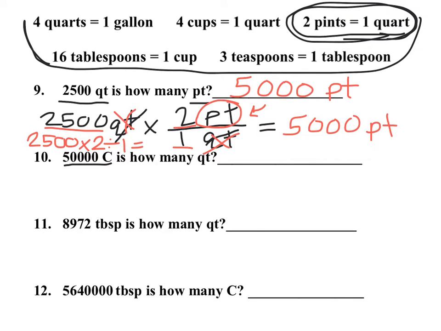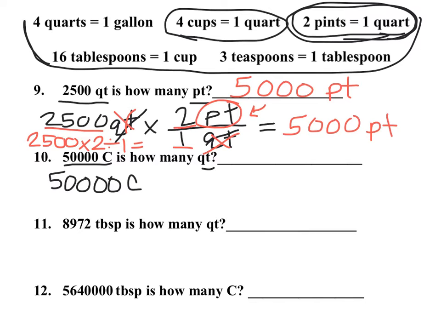I have 50,000 cups, and I want to know how many quarts that is. Well, from my conversions, I know there's 4 cups in a quart. So you might think, well, do I have to multiply by 4 or divide by 4? Well, let's use our units to help us out. If I have 50,000 cups and I want to get rid of cups and go to quarts, I need to put cups on the bottom so that they cancel, and I'm going to put quarts on top because that's what I'm trying to solve for. Again, when you put cups on the bottom, those units will cancel out, and that's why it's important to put cups on the bottom.